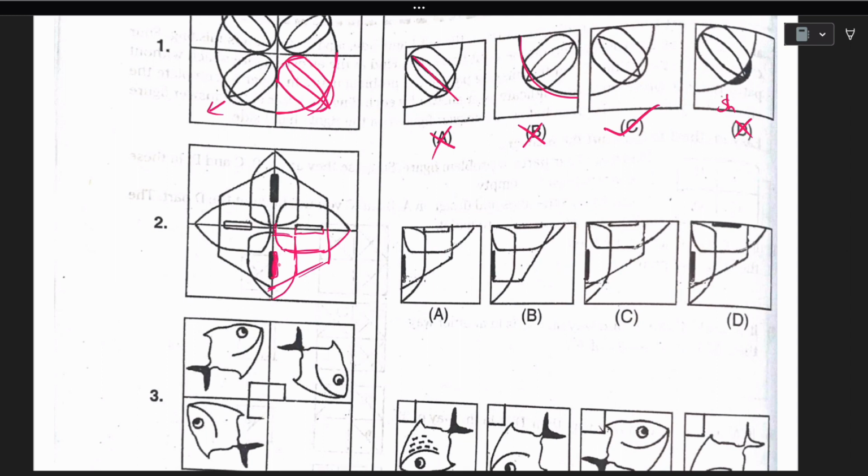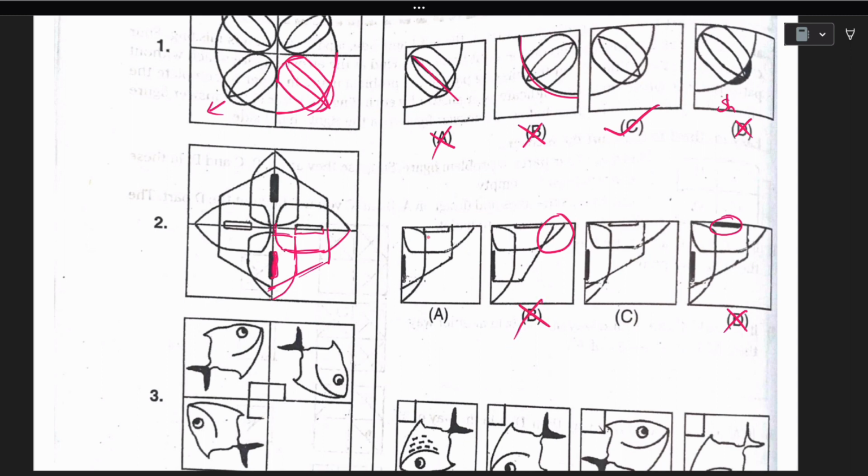Here in the top, we need a shaded part, and here we need an unshaded part. So we need to eliminate one by one here. Here it is shaded, so we will be eliminating D. And here, find one more thing which we can eliminate. Look at this part, it is not matching with the figure we have drawn. So we will be eliminating this as well.